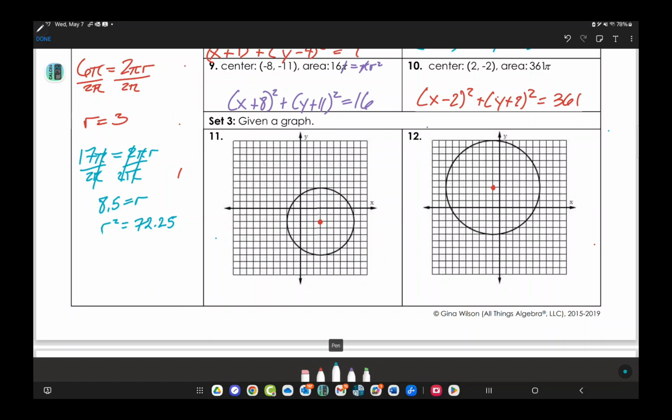So here we go, 1, 2, 3, 4, 5. I now know my radius is 5. So that equidistance is my radius. My center is at 3, negative 2. And now I can write the equation. x minus 3 squared plus y plus 2 squared equals r squared.